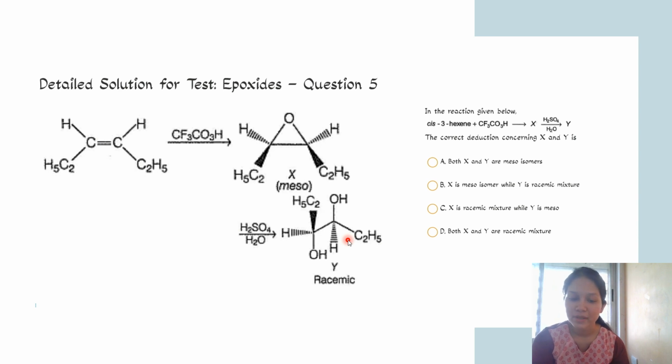Okay, like for example, if you try to note down the RS configurations of these two stereogenic centers, you will get either RR/SS or RS/SR in enantiomeric mixture like that. So in turn, you get a racemic mixture in the second step of epoxide opening. Okay, so thus we found that X will be a meso product, while Y will be a racemic one. Okay, so here option B will be the correct answer.